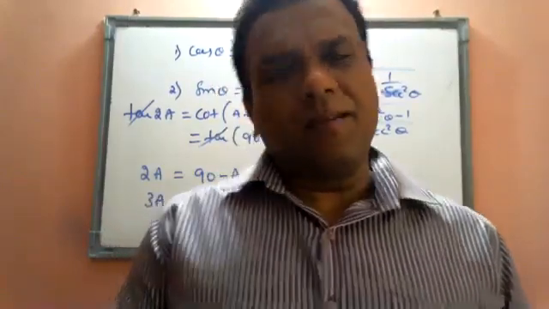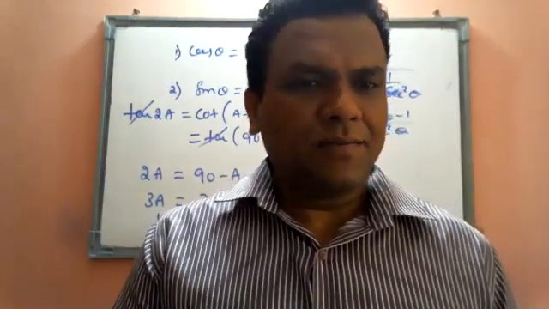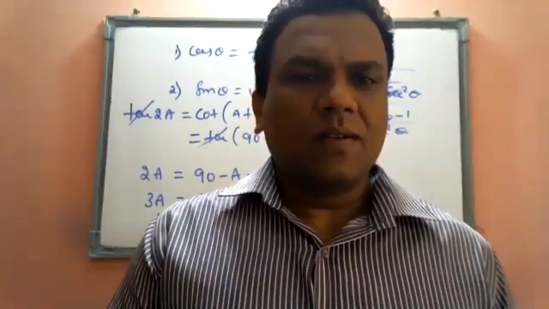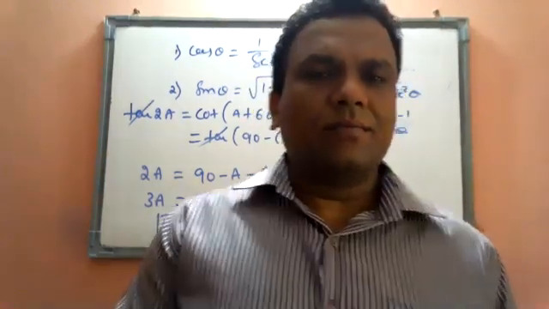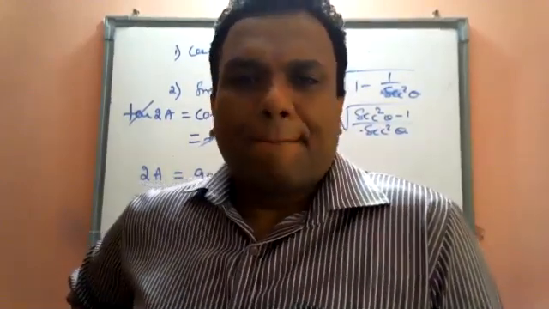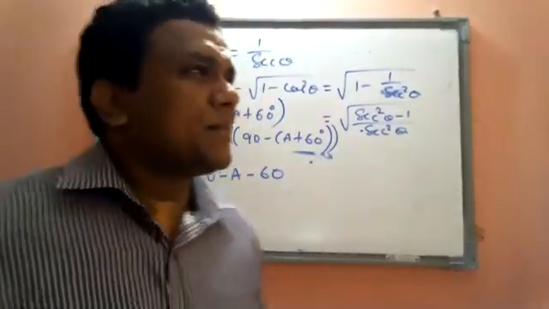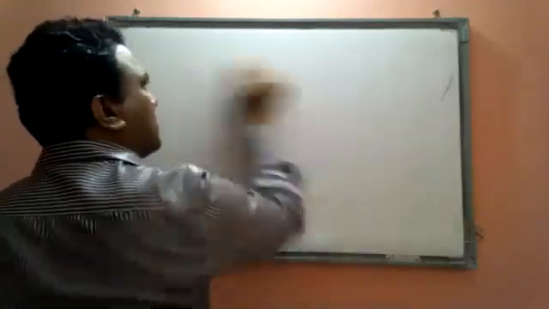Arfa Kulsum. She is not talking. Chandrakala. Yes, sir. Cos of a minus b. Cos a cos b plus sin a sin b. Sin of a plus b. Sin a cos b plus cos a sin b. Tan of a plus b. Tan a plus tan b by 1 minus tan a tan b.